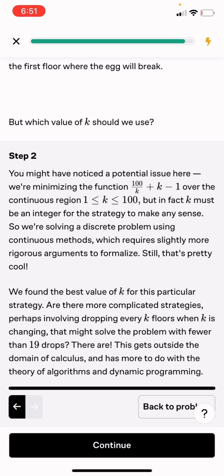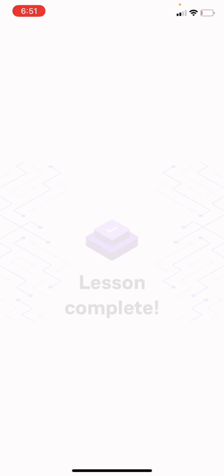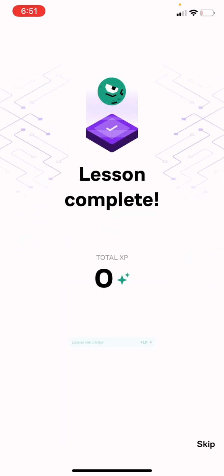Are there more complicated strategies, perhaps involving dropping every k floors when k is changing, that might solve the problem with fewer than 19 drops? There are. This gets outside the domain of calculus and has to do with the theory of algorithms and dynamic programming. That seems confusing, but also interesting. We'll finish this lesson. 3 more to go.